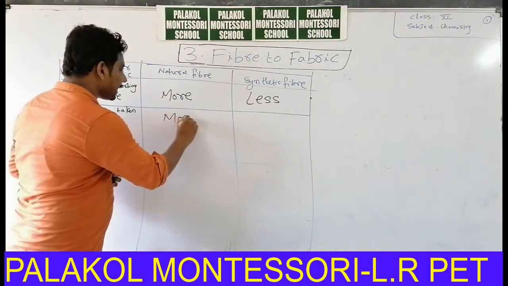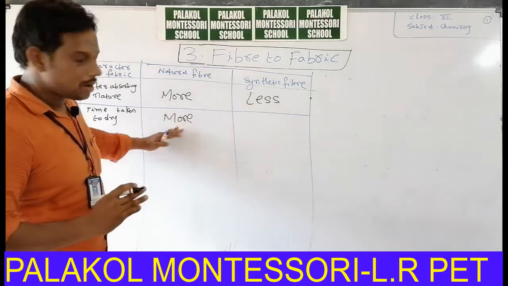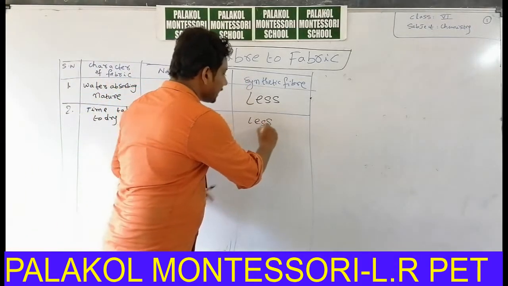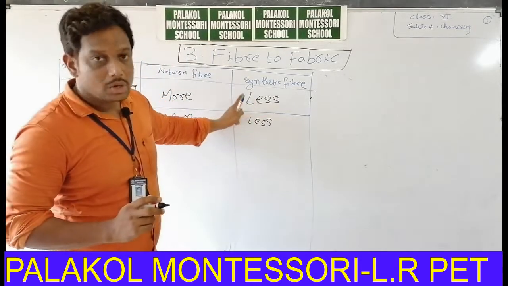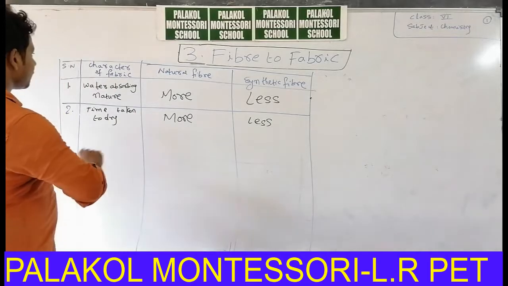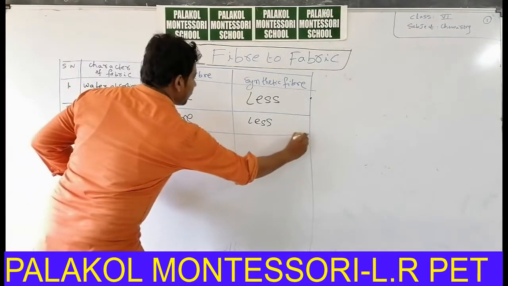That means time taken to dry for natural fibers is more, time taken to dry for synthetic fibers is less. That means they absorb less amount of water, so they take less time to dry. Okay, this is about the second characteristic of fabric.